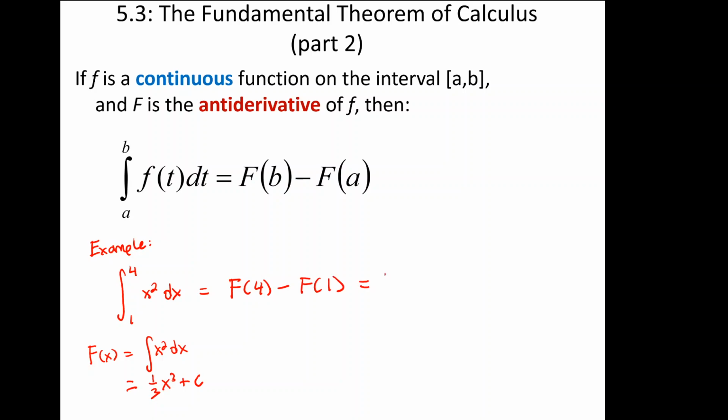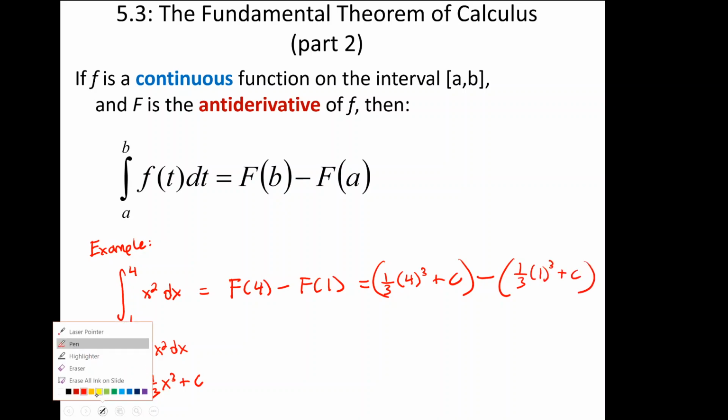So we have 1 over 3 times 4 to the 3 minus 1 over 3 times 1 to the 3. Oh, I gotta be careful. Let's put the plus c as well. Plus c minus, now F of 1, we get 1 over 3 times 1 to the 3 plus c. This is why I didn't write the plus c. I already know how the story ends, but you don't know how the story ends yet. The c that we get from the first part cancels with the c we get from the second part.